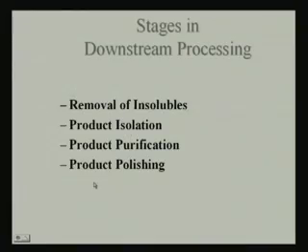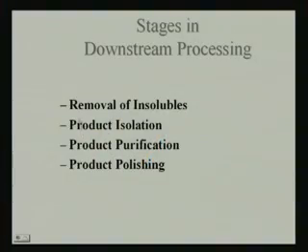So the entire downstream processing can be divided into 4 major groups. The first group is the removal of insolubles. Second is product isolation. Third is product purification, and the last step of downstream processing is the polishing of the targeted product.